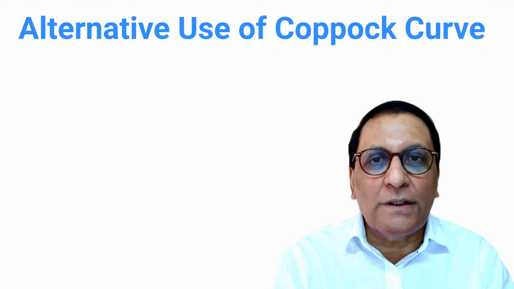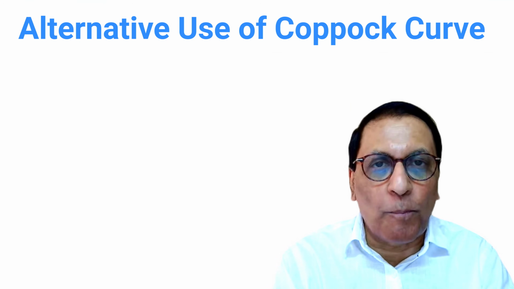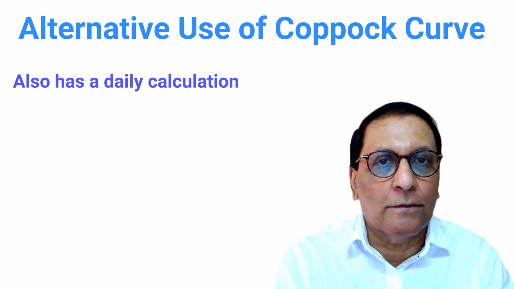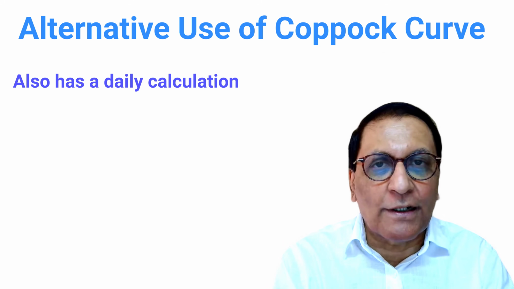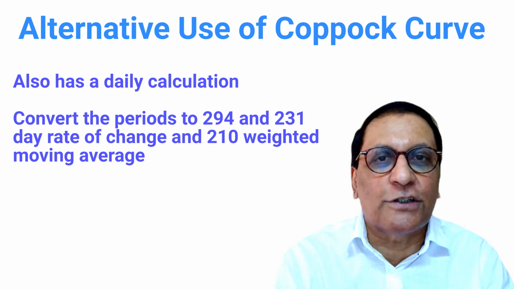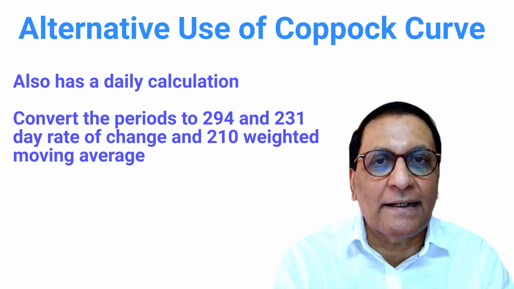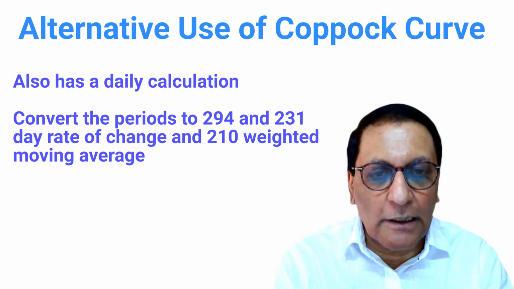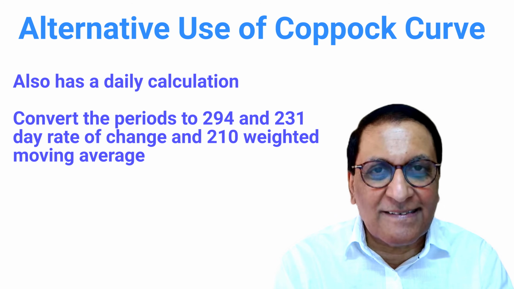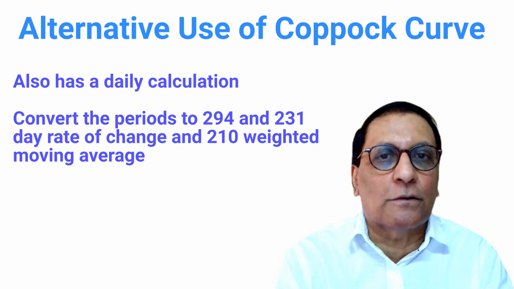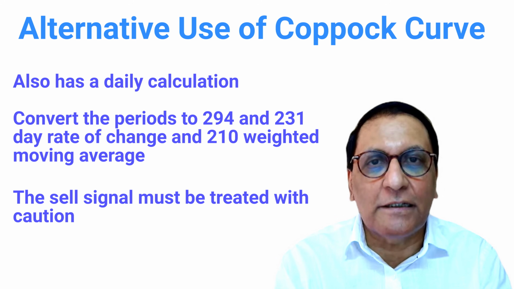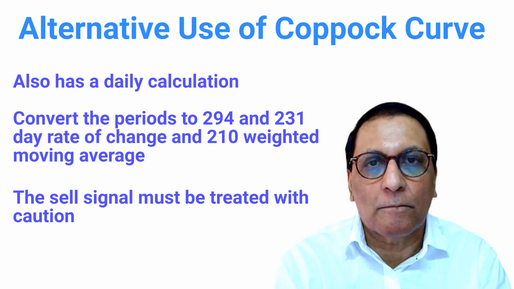Although designed for monthly use, the Coppock curve also has a daily calculation over the same period, which can be made by converting the periods to 294-day and 231-day rates of change with a 210-day weighted moving average. It must be stressed, based on what we have just seen on the charts, that the sell signals must be treated with caution. This is because such sell signals could merely be dips in a continuing bull market.